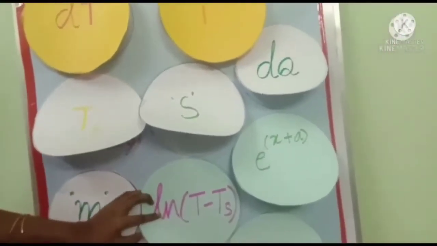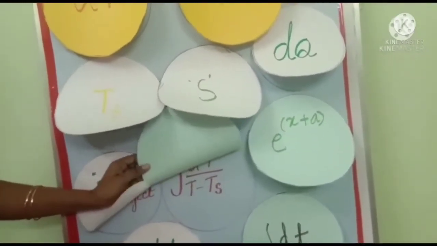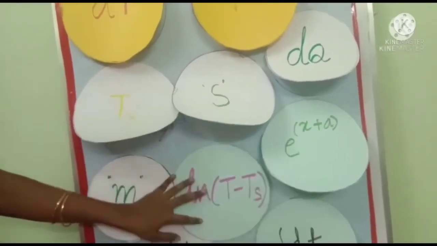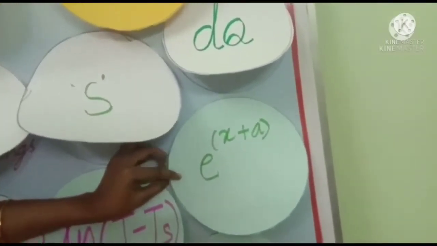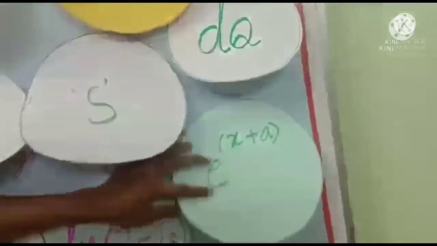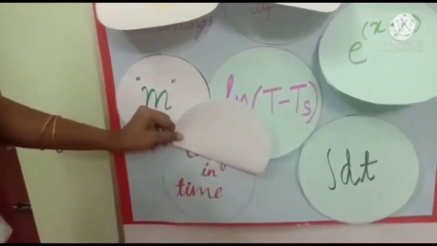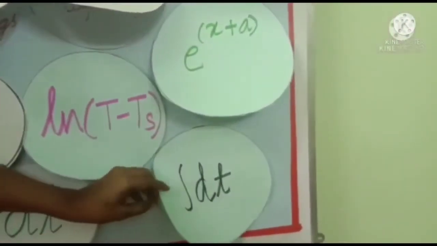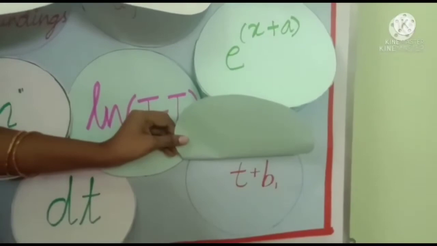And what is the differentiation of ln(T minus Ts)? It is 1 by (T minus Ts). And what is the value of e power (x plus a)? It is e power x dot e power a. And what is dt? dt is the change in time. And what is the integral of dt? The integral of dt is t plus the constant of integration B1.